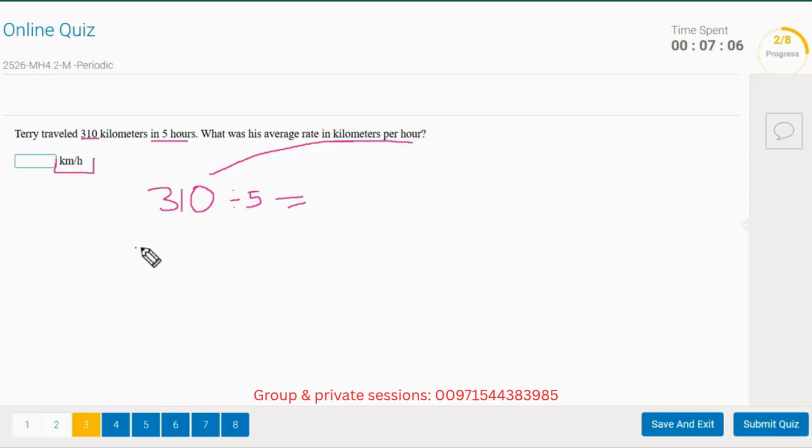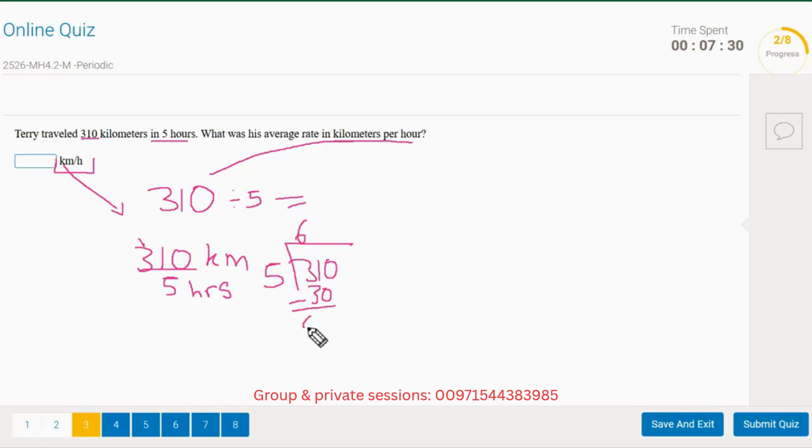Because this division sign, usually what do we do? 310 divided by 5. I don't directly mean that the division sign is for division, but you can understand it as an indicator, right? So 310 divided by 5. Kilometers on top and hours at the bottom. Units are very important. So 310 divided by 5: 5 times 6, 6 goes up, 30 goes down, then 0, 1, and 0 at the bottom. So it becomes 62.